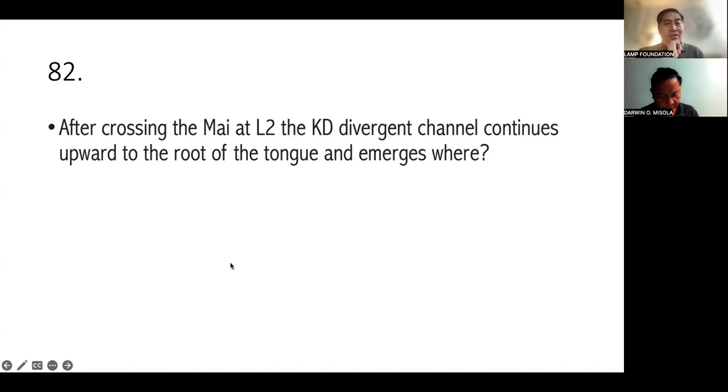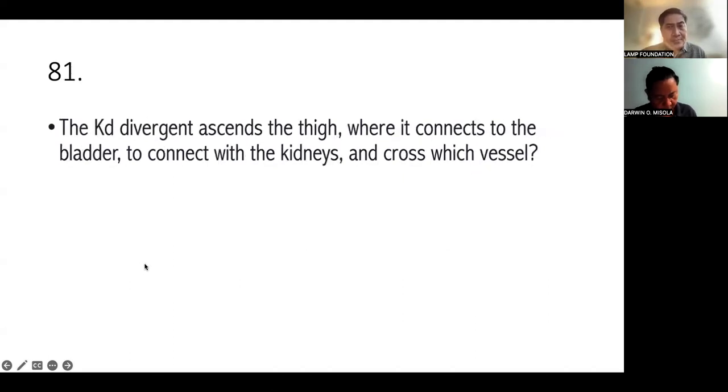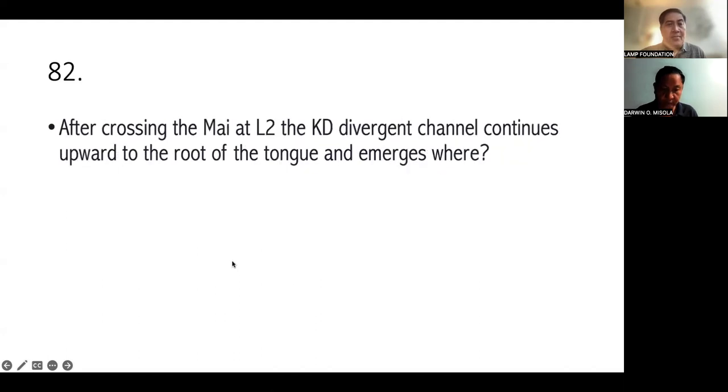Okay, number 82. Let's all answer. After crossing the... Sir Victor, I didn't correct that. This is Daimai, right? Yeah, Daimai, and lumbar 2, a continuation of the previous.